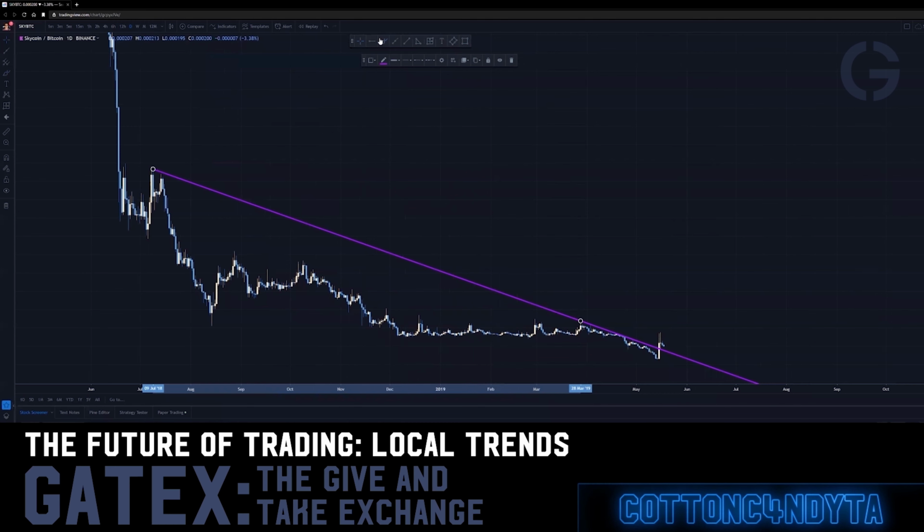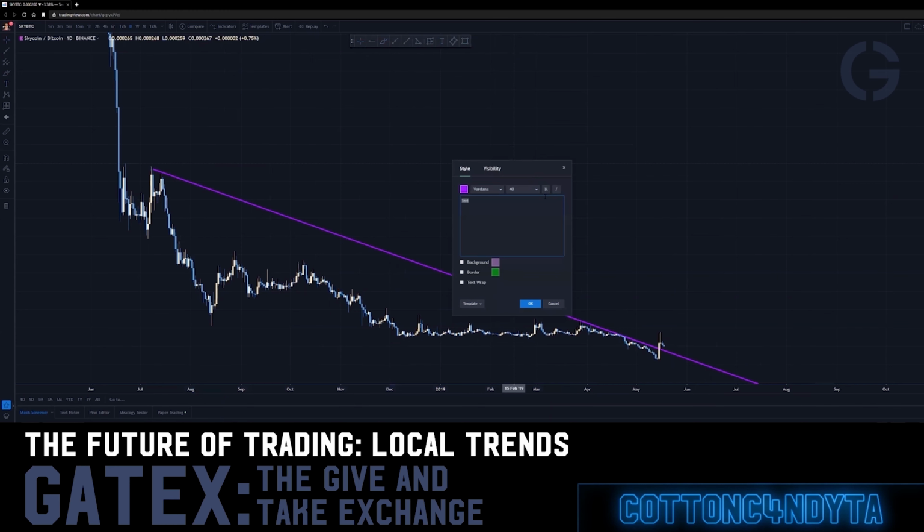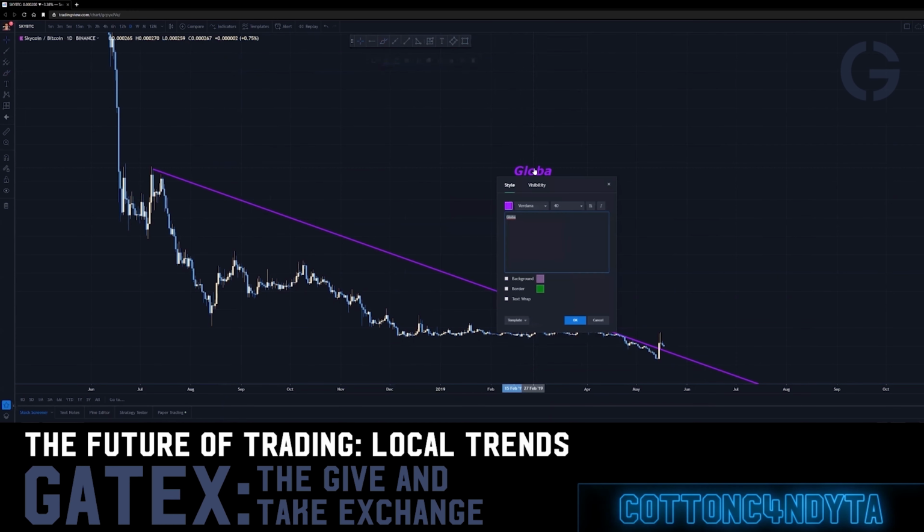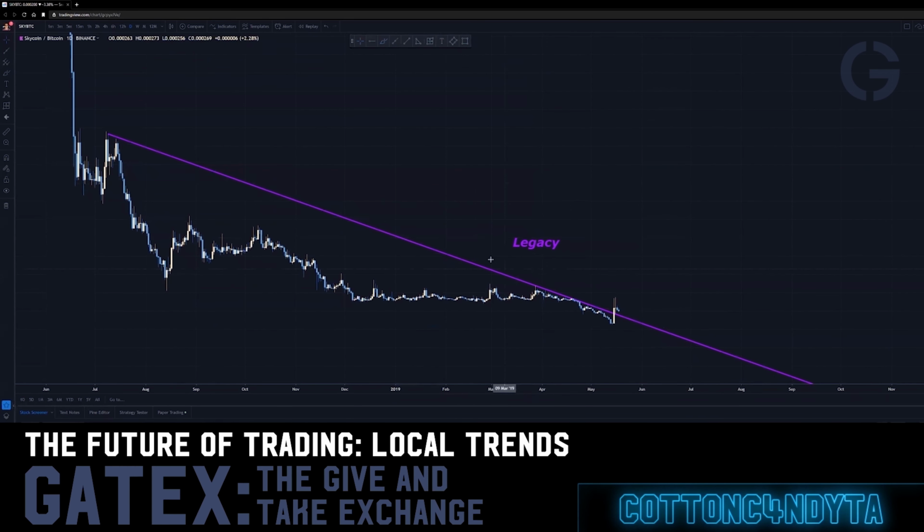Just going back to having that global trend being identified. This is a global trend. Sorry, it's not global, it's legacy. This is a legacy trend. So a legacy trend is the grandfather to a local trend, or the father to a global trend, right? So it's this 1, 2, 3 step, right? Like 1, 2, 3, as to where this is legacy, this is global, this is local.